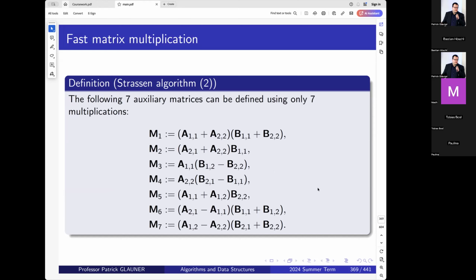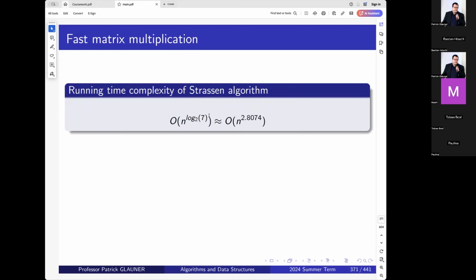And now you're wondering, what's the impact? The impact is that the Strassen algorithm has a complexity of O of n to the binary logarithm of 7. So we have 7 multiplications, and we deal with the binary logarithm because we split a matrix into a 2 times 2 block matrix. So this is that binary logarithm.